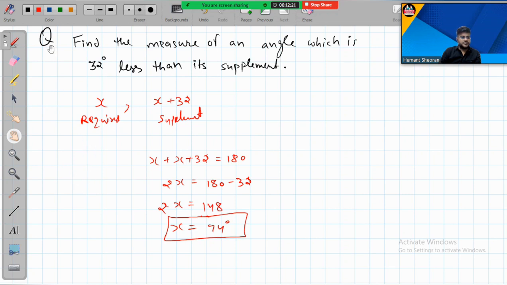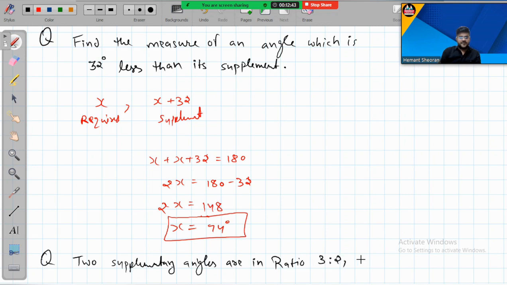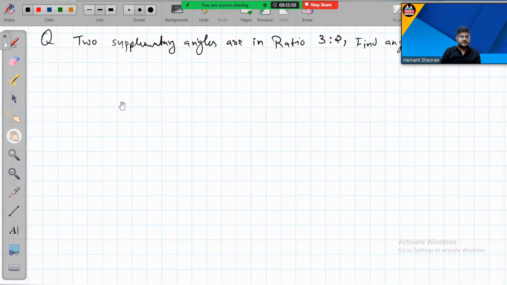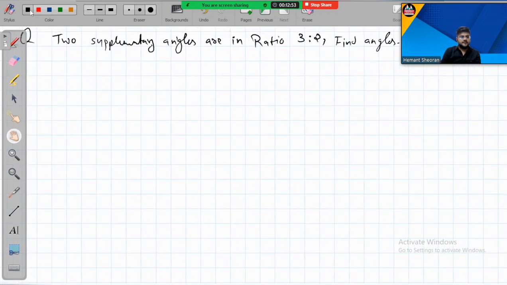No. So next question, they can now introduce ratio into it. So let's say the two supplementary angles we have are in ratio 3 is to 2. Then they're asking to find out the angles. What will you do? 180 divided by 5 and then times it by 3 and 2.